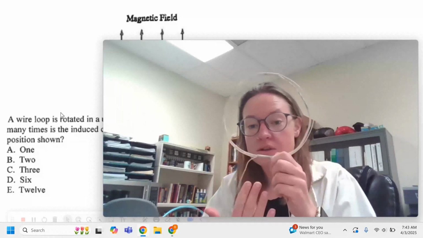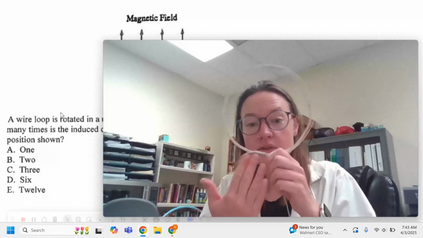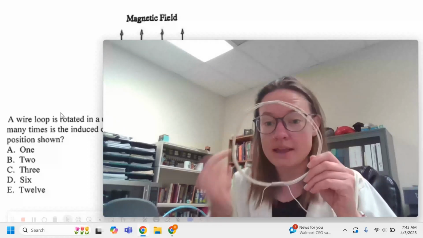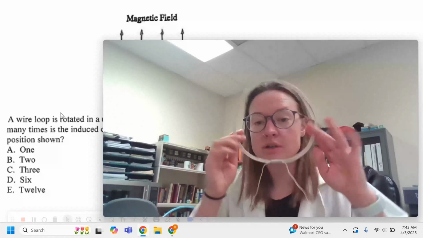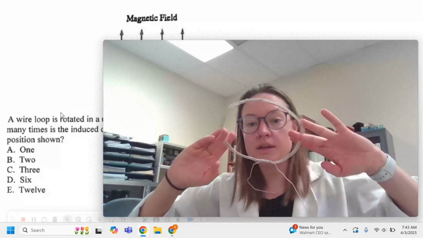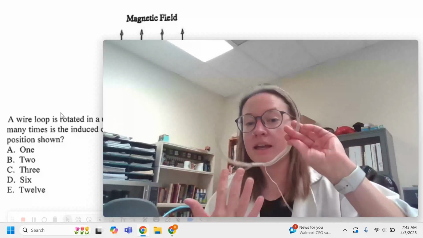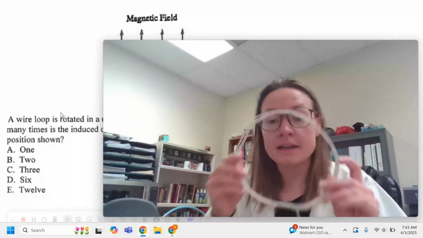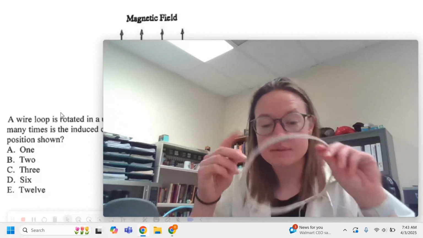At first, the flux through this loop is 0 because it's oriented this way and the magnetic field is this way. But watch what happens as I start to turn the loop. As I turn the loop this way, I increase the amount of flux that is going through the loop, and a change in flux creates a current.